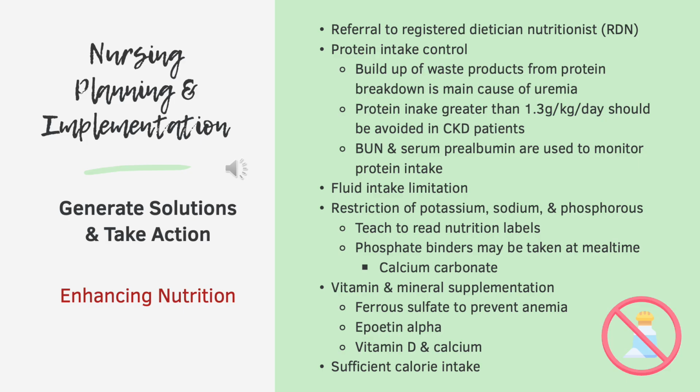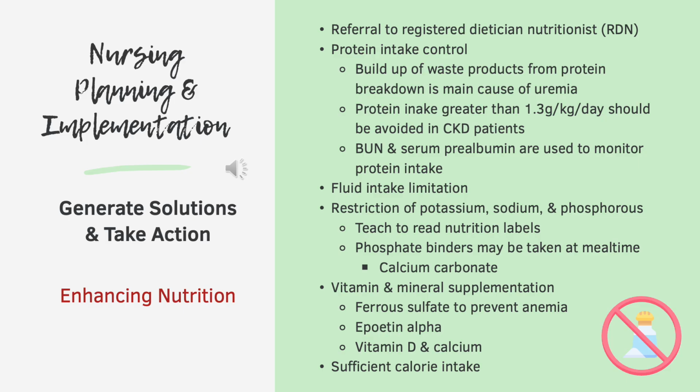So let's talk about protein intake control and why that's so important. Protein breakdown contributes to the buildup of waste products, which is the primary cause of uremia in CKD. Therefore, protein intake needs to be tailored based on the patient's GFR and their treatment stage. For patients with a GFR below 30, intake should be limited to about 0.8 grams per kilogram per day. However, patients who are on dialysis may need a higher protein intake, 1 to 1.3 grams per kilogram per day. That's necessary to compensate for the losses of protein during treatment with dialysis.